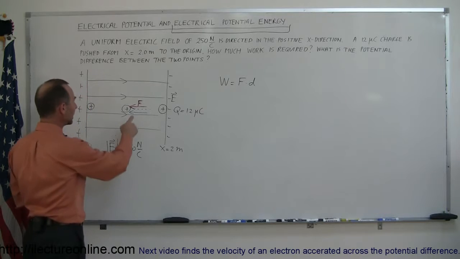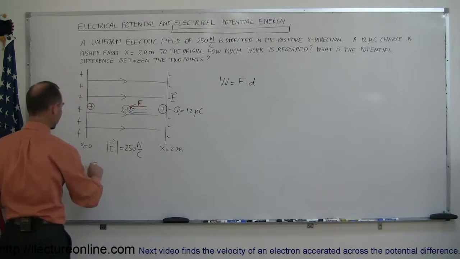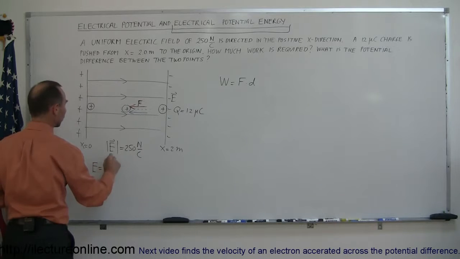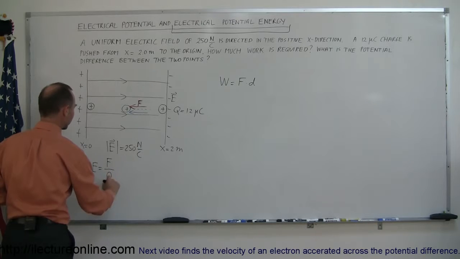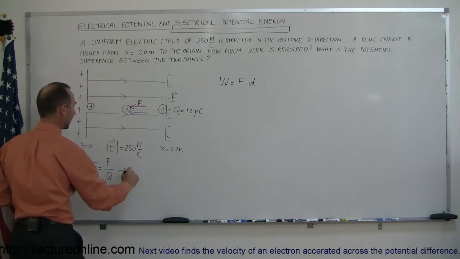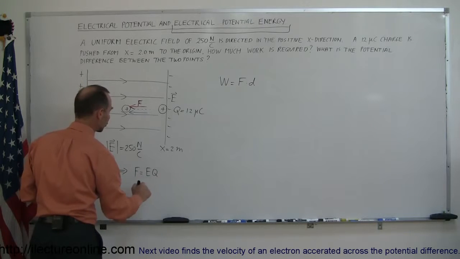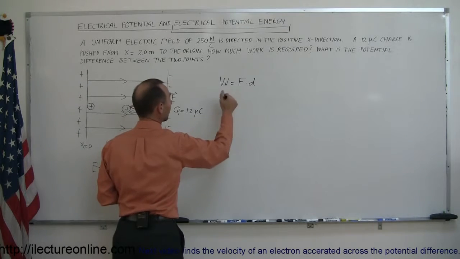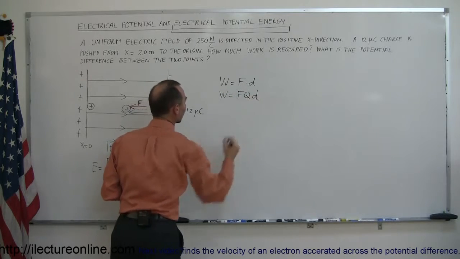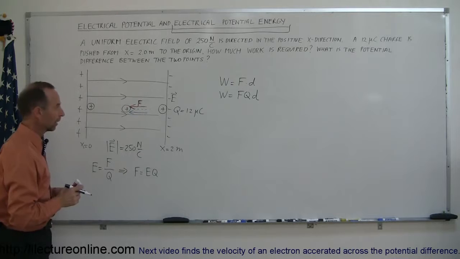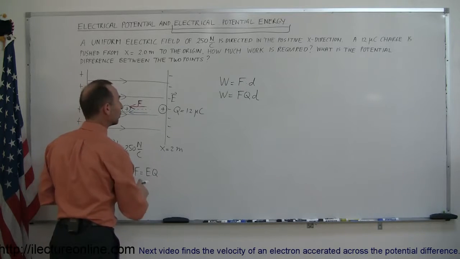And how much force do we need to push the charge across? Well, from definition, we know that the strength of the electric field is equal to the ratio of the force that is exerted on the charge divided by the size of the charge, Q, which means that the force we need is equal to the strength of the electric field times the charge Q. So we can replace the force here by E times Q, and then of course times D. That's the work done.